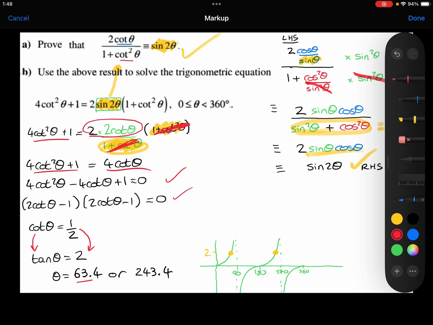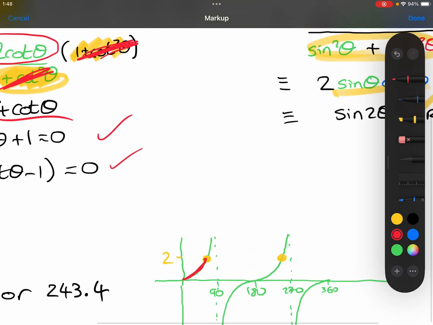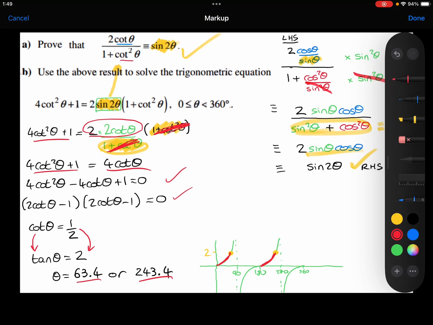Tan inverse of 2 is 63.4. So on my graph, this is 63.4, which means that this will be 63.4. So 180 plus 63.4 gives me the 243.4. And those are the solutions to that equation.